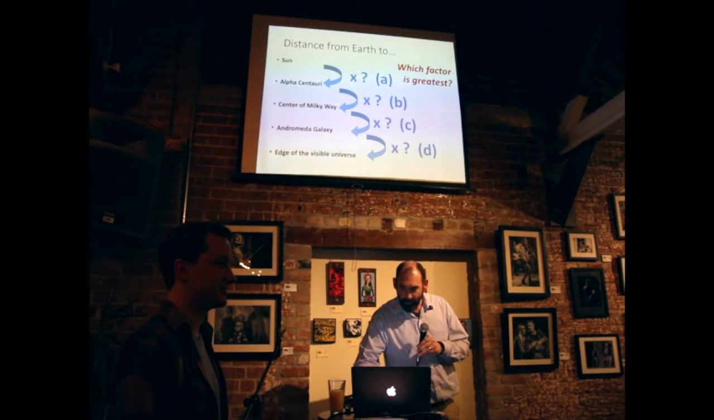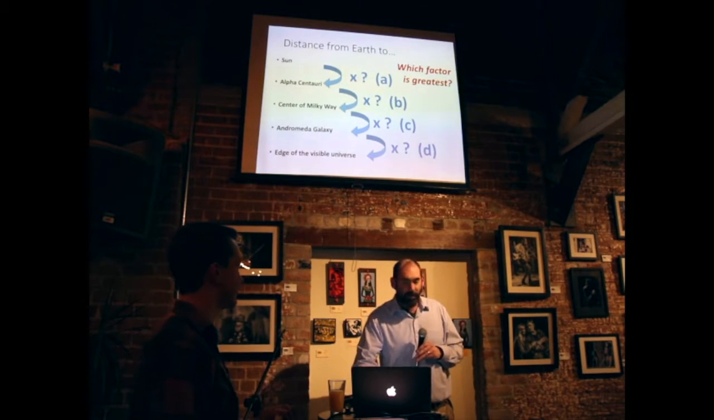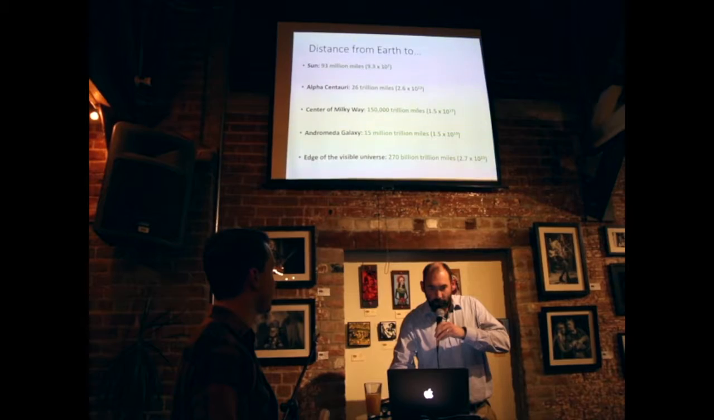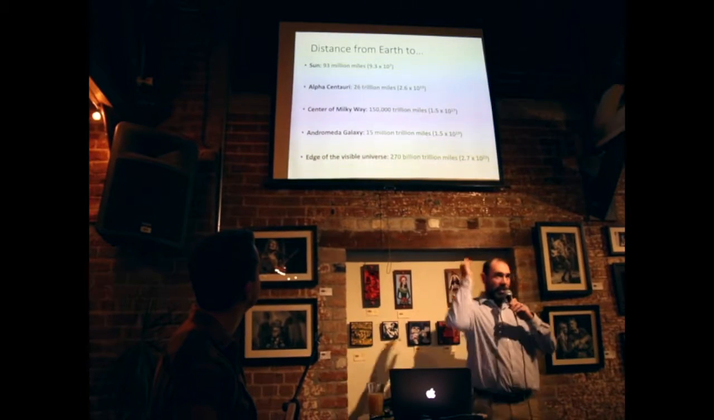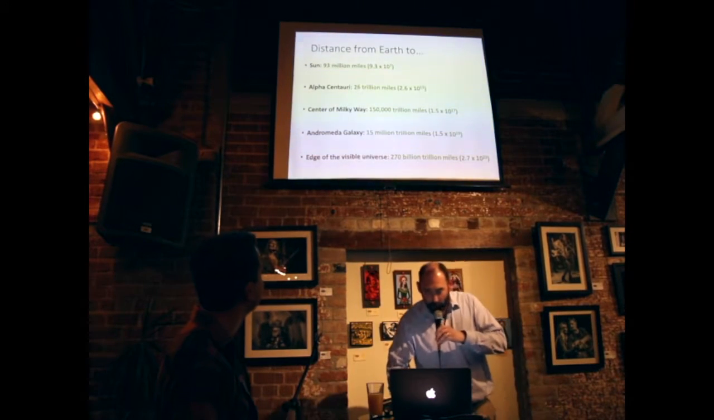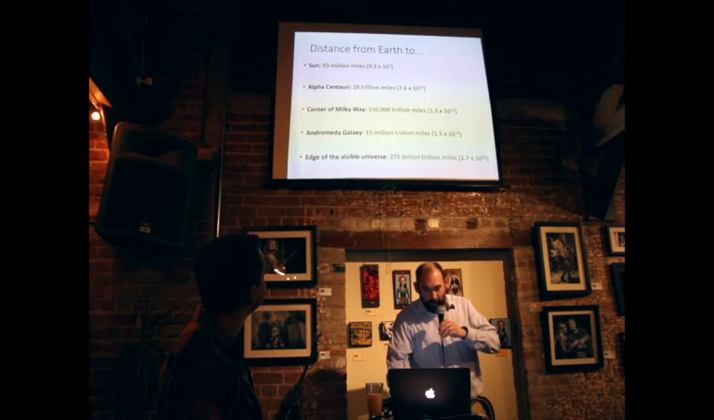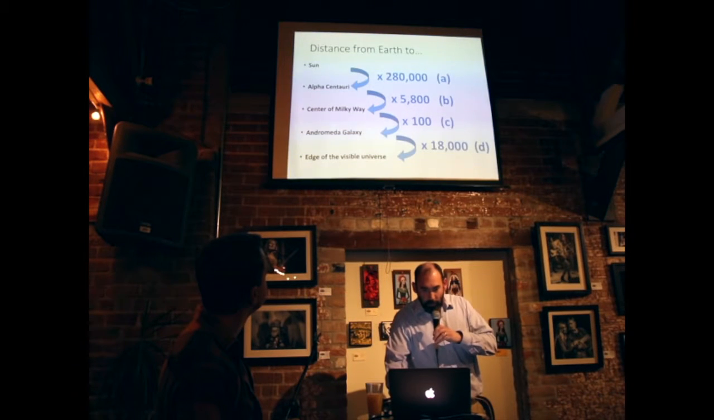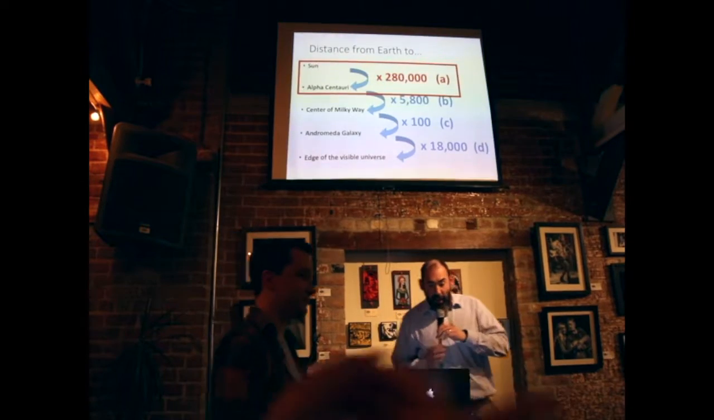8.5 light minutes to 4 light years. Really? Yeah, so here are the distances, and again, you can see that they're all just ridiculously big numbers. So what are you supposed to do with these? You divide them, obviously, and that's what you get. So it is A.